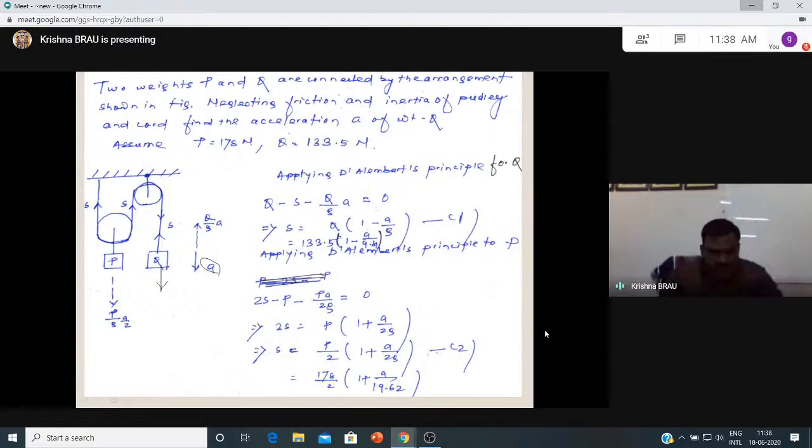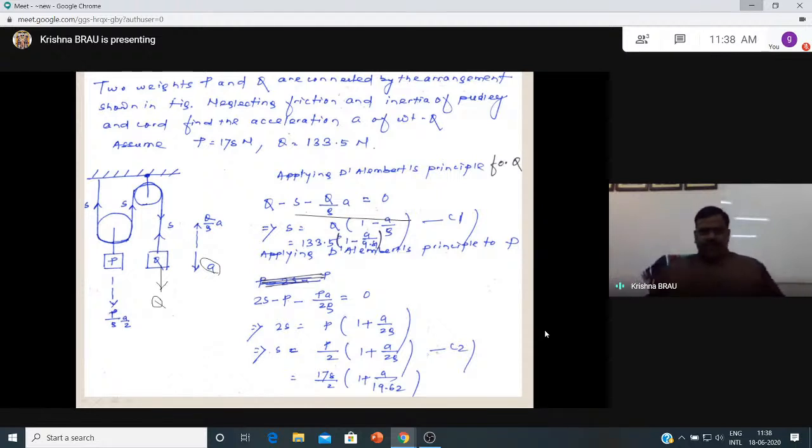So now if you can see, this is the weight of Q minus S minus Q by g times a. See, this is the equation. From this you can determine S is equal to Q into (1 minus a by g). And we can determine it, all values are given. Q is 133.5, 1 minus a by g.